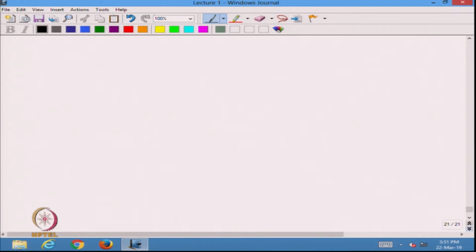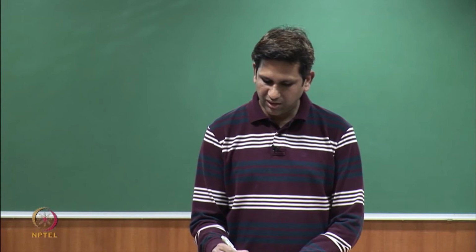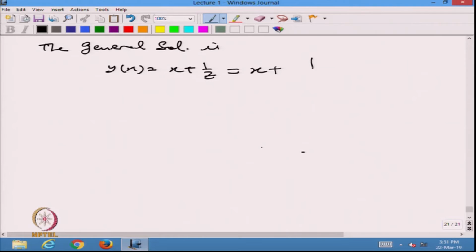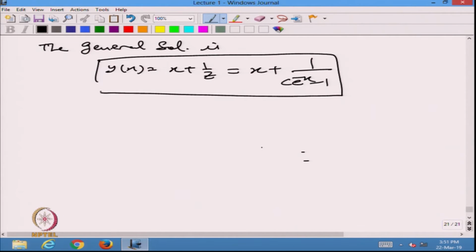Now, I want the general solution of the given equation. So, the general solution is y(x) = x + 1/z, where x is the same and instead of z I can write this value. So, that becomes y = x + 1/(c e^(−x) − 1). That is my general solution for the given Riccati equation. In this case I am able to solve the Riccati equation with method 1.